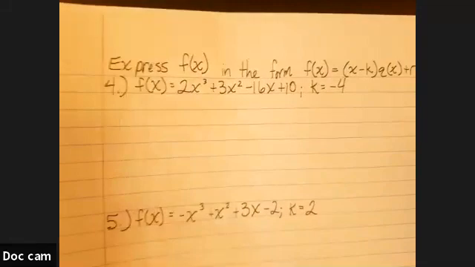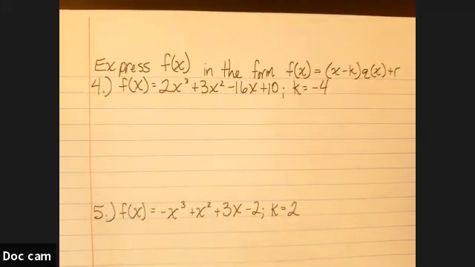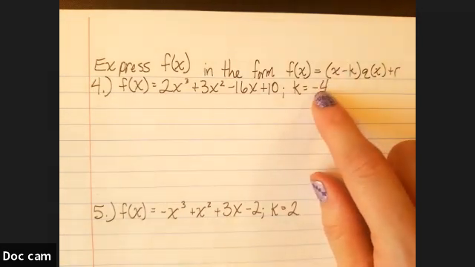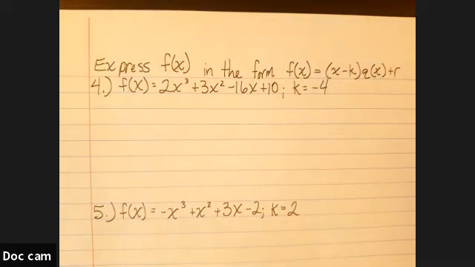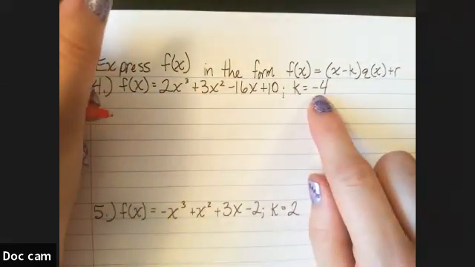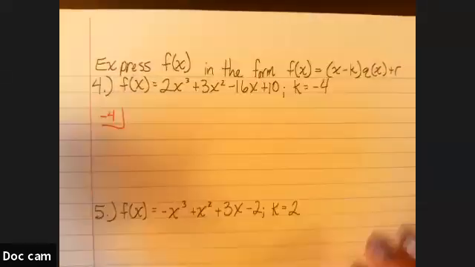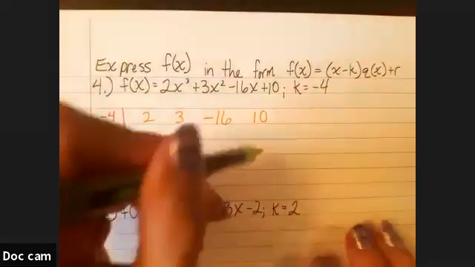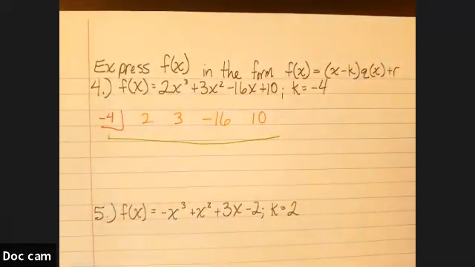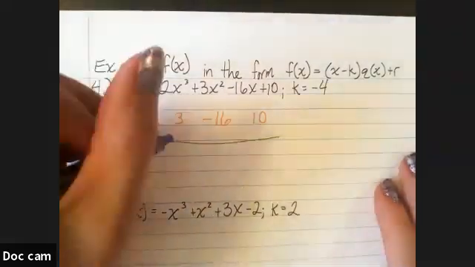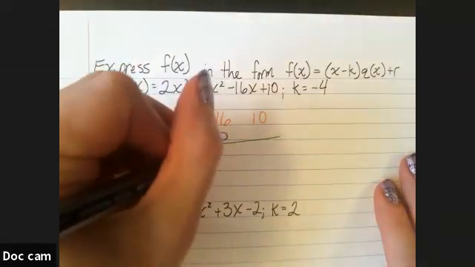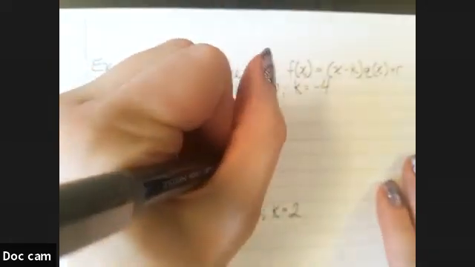All right, so then number 4, it was basically wanting us to do the same thing, just with a little bit different form. They've already changed the sign, basically, is what they did right here. So the number that goes in the box is going to be negative 4. And then our coefficients are going to be 2, 3, negative 16, and 10. Two, negative 8, negative 5, 20, 4, negative 16, negative 6.